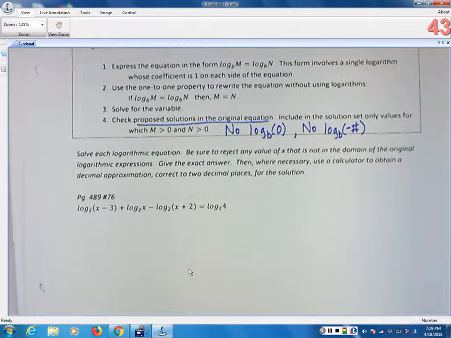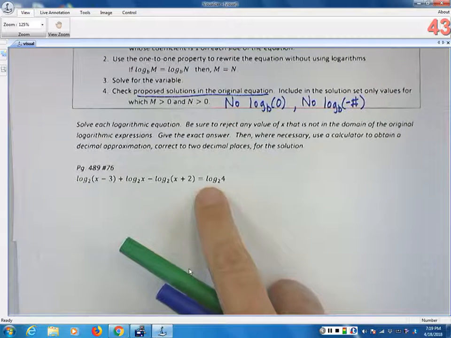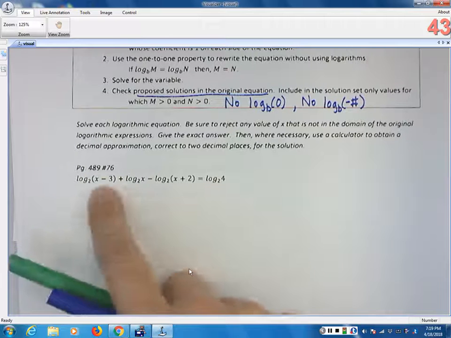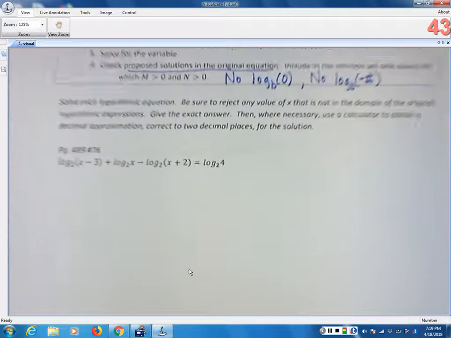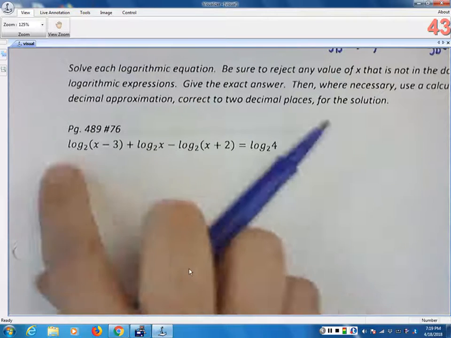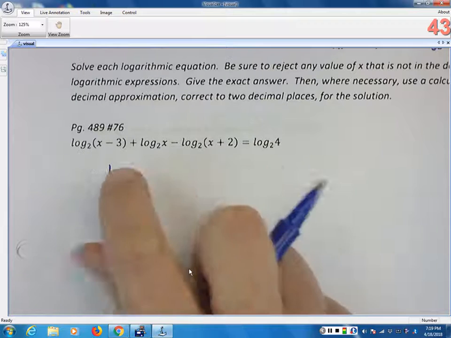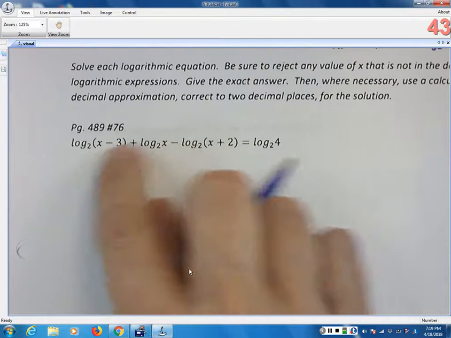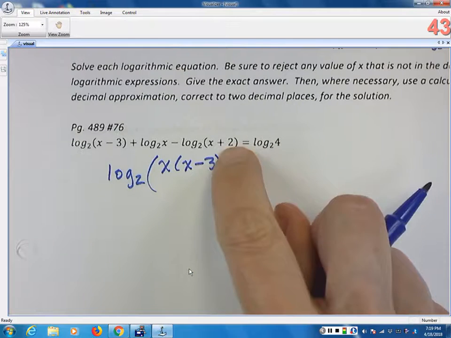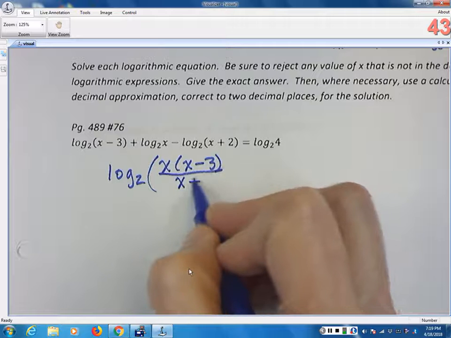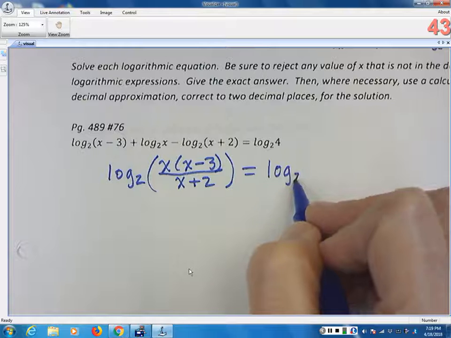All right, so we're going to do this. We need to get a single log on the left equals a single log on the right. We got a single log on the right. We're going to condense this to get a single log on the left. So this is why we have to know how to condense. We have all log base 2s, so we're going to get a single log, and we're adding here, so this is going to be x times (x minus 3). And we're subtracting, so this is going to be x plus 2, equals log base 2 of 4.